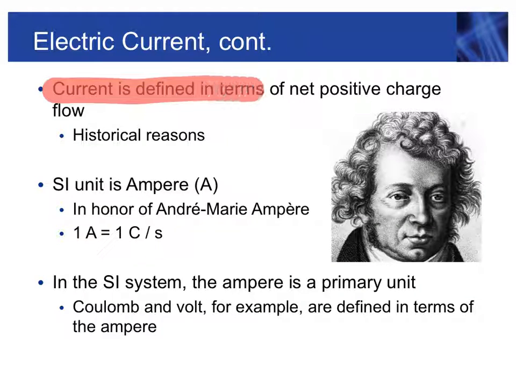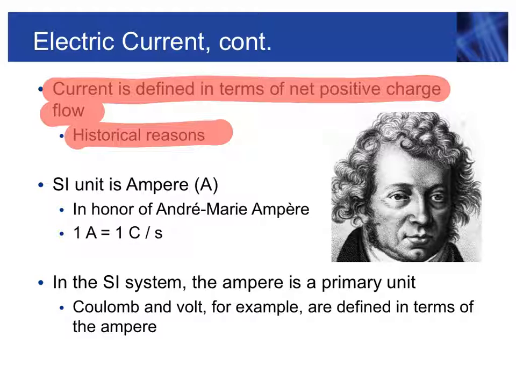Electric current is defined in terms of net positive charge flow. Historical reason, nothing you can do about it. What's also important here? Units. Current is measured in amperes, a special name, named after Andre-Marie Ampere, this guy over here. Here's his picture.